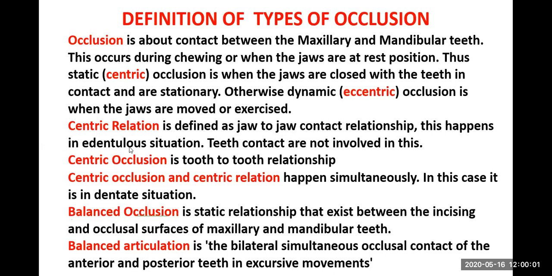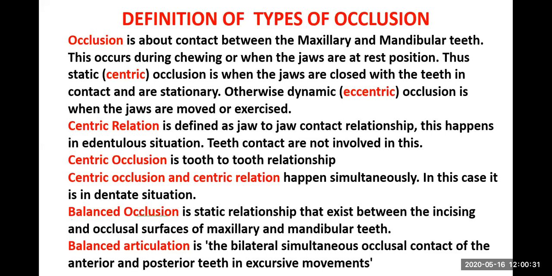Because even the subject of occlusion is a controversial subject. People, dentists, professionals have different concepts of occlusion. So what is centric relation? Centric relation is defined as jaw-to-jaw contact. When the upper and lower jaws are in contact, that is centric relationship. And this usually happens when teeth are not involved, when it is an edentulous case.